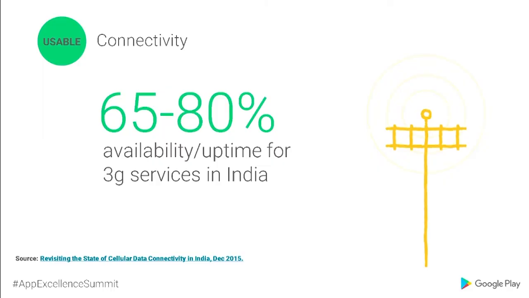The second topic in the usable bucket is about connectivity. Of course, we know that these people who are coming online for the first time often have really slower speeds. They use cheaper 2G, cheaper 3G connections. What is also important to know is that according to one of the studies, 3G network calls succeed only 65 to 80% of the times. Crucial that most of us who are trying to build these apps have to acknowledge and embrace intermittency. That means flakiness.